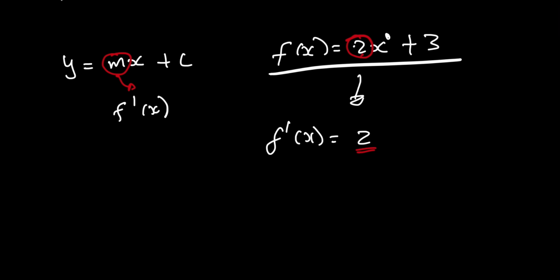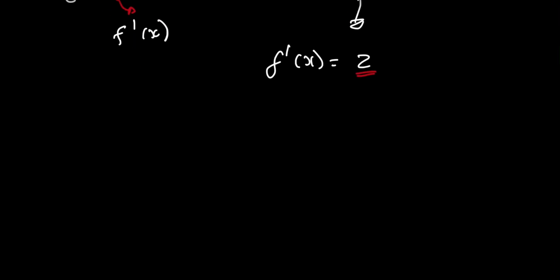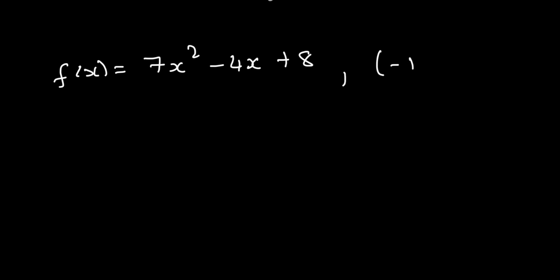So when you talk about the gradient of any function, we talk about the first derivative. This concept, we're going to use it to find the gradient of any particular line or to find the gradient at a particular point. Let's say, for example, the question says that we must find the gradient at a specific point. Let's say we have f at x equals 7x squared minus 4x plus 8. And then they give us a coordinate. They say at the point -1, 19. So what you have to do now is find the gradient at this point.